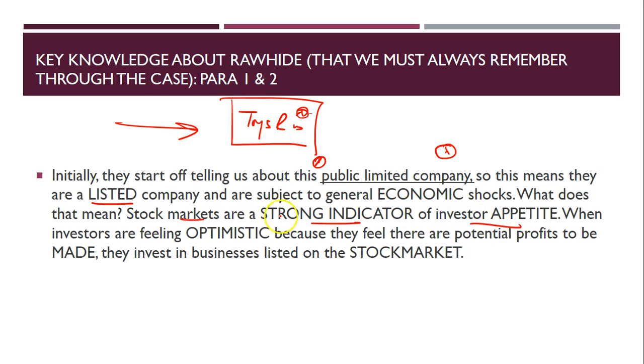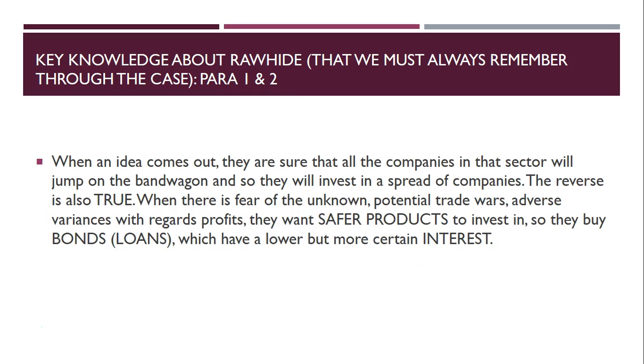When people are feeling optimistic, pension fund holders in particular, which are a big investor in the stock market, people's pension funds are deducted from their salaries every month, every week. They have to do something with that money. So when they're feeling optimistic, because they feel there will be potential profits to be made, or businesses are doing well and they can sell, they will invest in these businesses listed on the stock market.